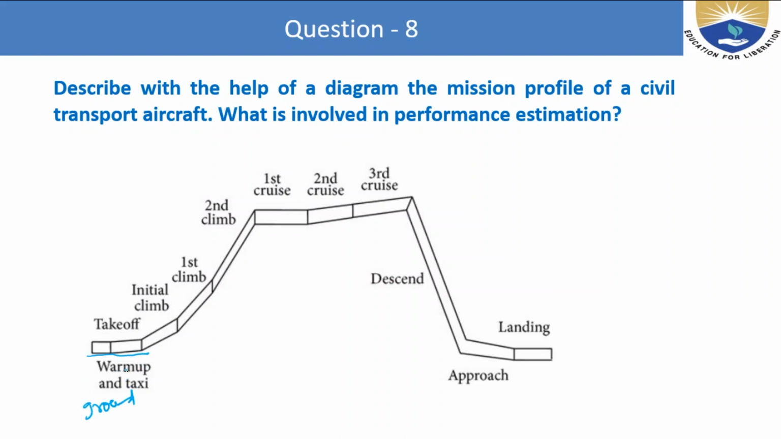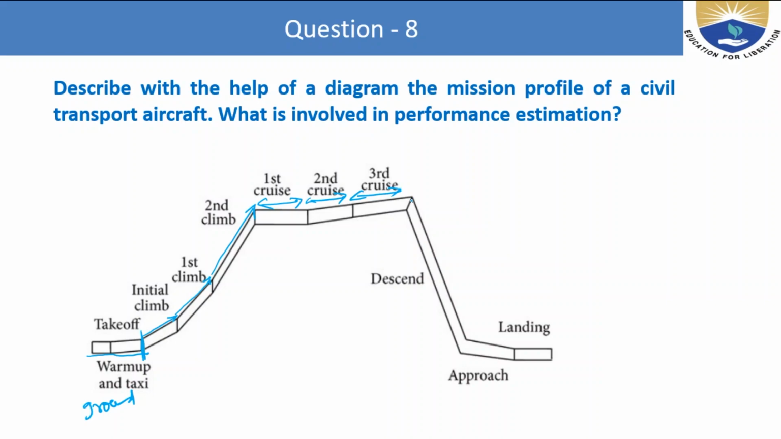Engine will start, it is called the warm up, then it will move on the ground, it will reach the end of the runway here. From here it will start climbing, that is initial climb, then first climb, then second climb, then it starts the cruising. We have the first cruise, second cruise, and the third cruise.